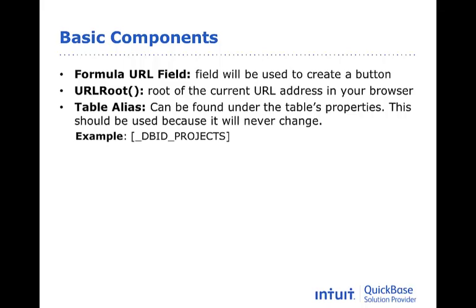It is a good idea to use the alias when referencing tables because they will never change, whereas the DBID of the table might. An example of when a DBID will change is when a copy of an application is created. Below is an example of a table alias for a table named projects.